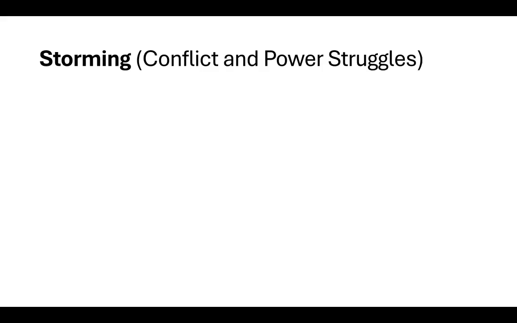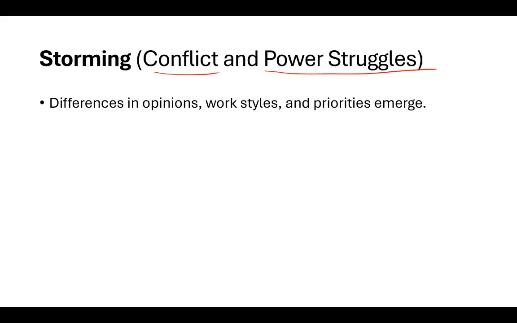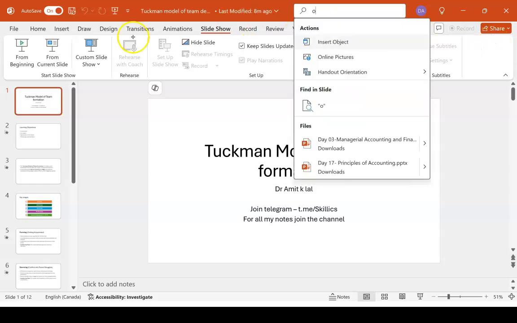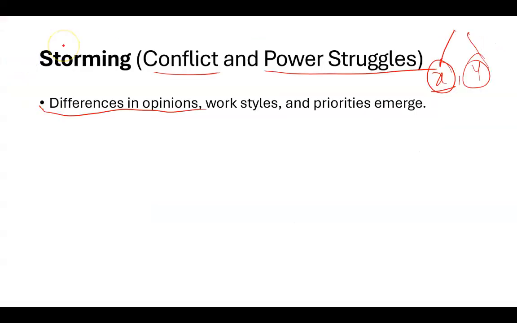So in the storming stage, we have conflict and we have power struggles. What happens when people come together is that there will always be a difference of opinion, right? Let's say there is a person called X and a person called Y. X wants to do things in his own way, Y wants to do it in his own way, Z wants to do it in his own way. So when everybody is trying to do everything in their own way, there will always be a difference in opinion, difference in work style, and difference in priorities as well. Because of this, it becomes very difficult at this stage, because a lot of conflict and power struggle begins.